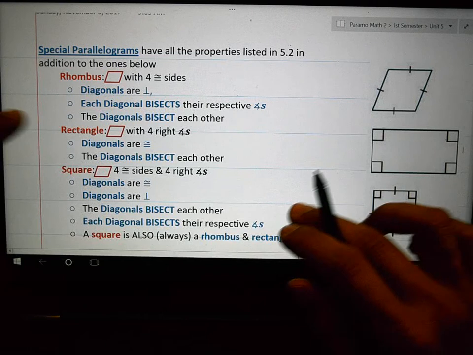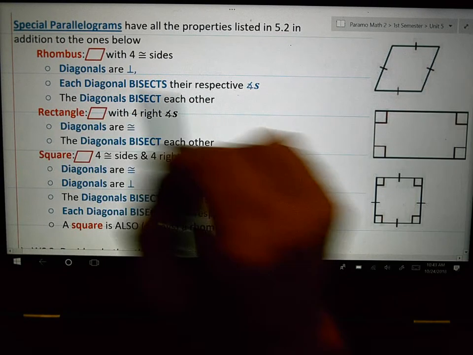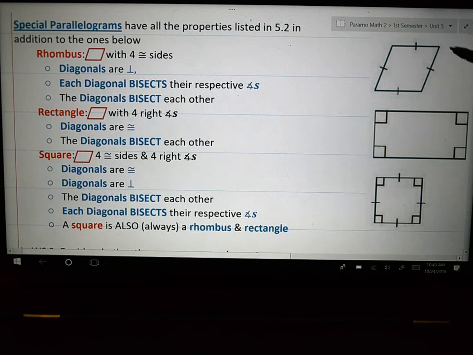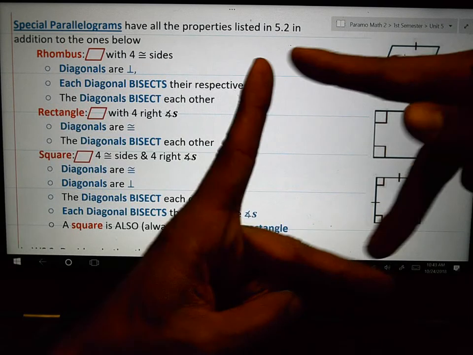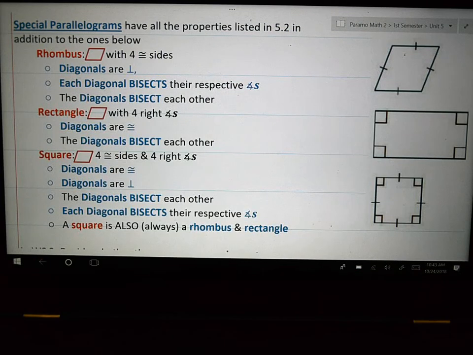Now, the definition of a rhombus is a parallelogram with four congruent sides. So if I have four congruent sides and it's a parallelogram, it's a rhombus. Rhombus you could think of as a diamond shape. I also think of it as a square that doesn't have the right angles. I can think of a perfect square and just let it move a little bit.